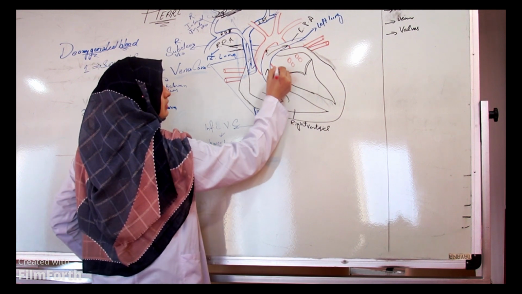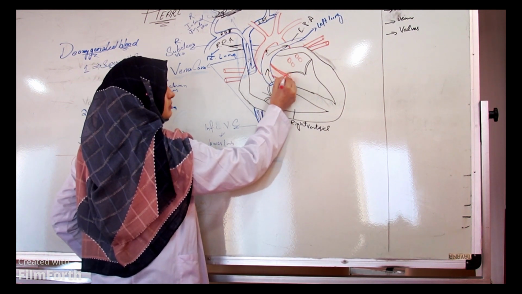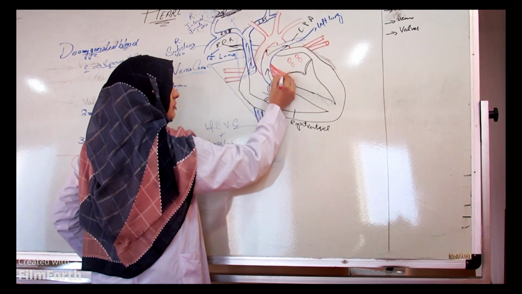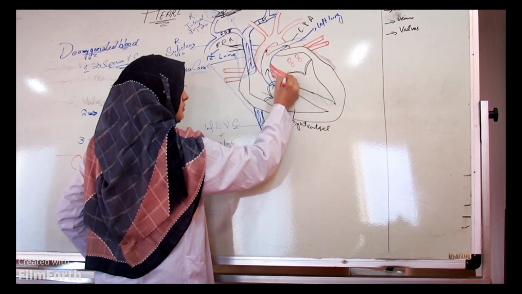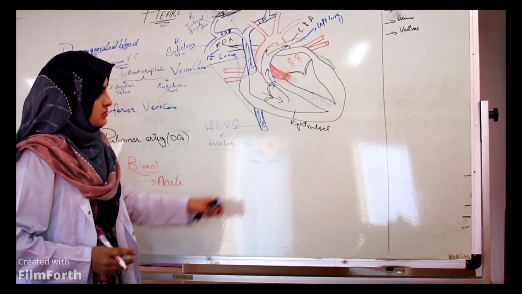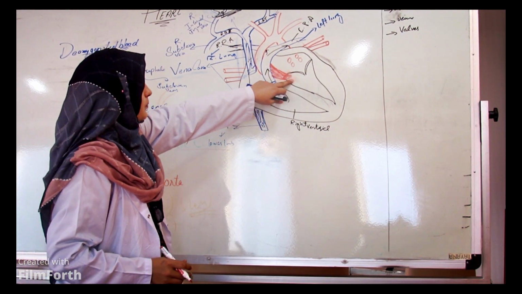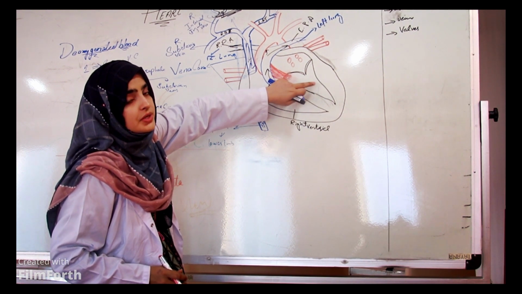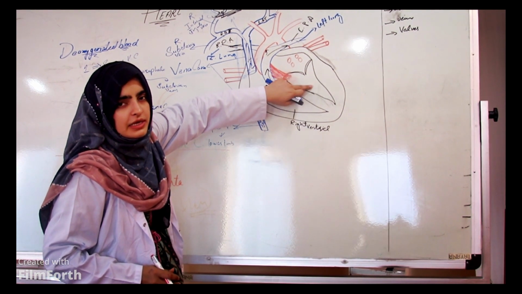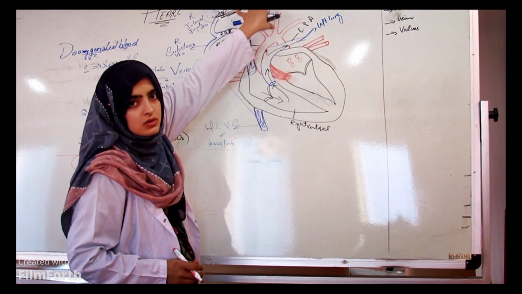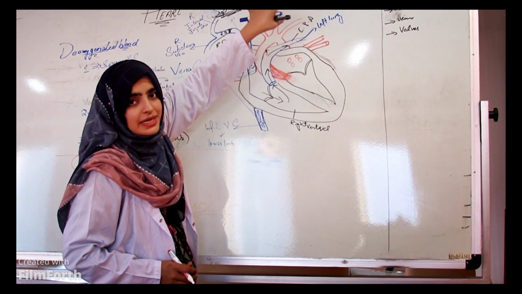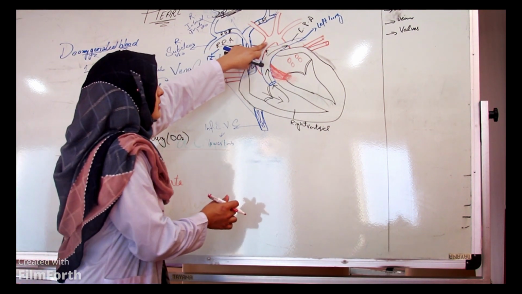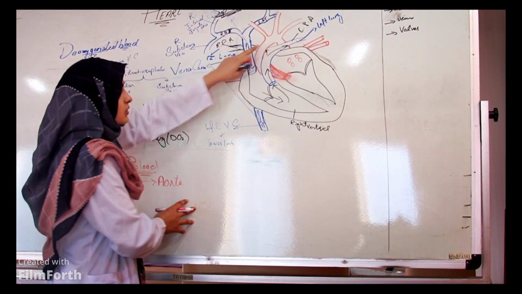Here we have the aorta. I'm going to mark this aorta. Here I have marked the aorta. It has an opening into the left ventricle. It carries blood from the left ventricle and goes to the whole body, circulating that oxygenated blood to the whole body. So now I'll discuss the branches of the aorta.